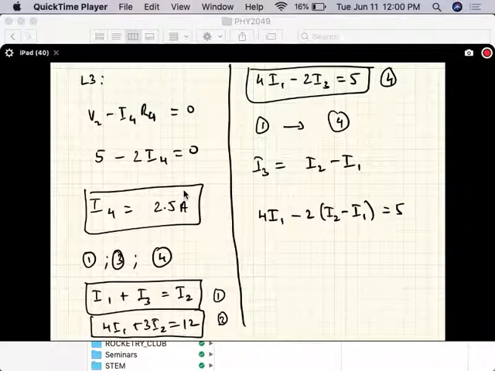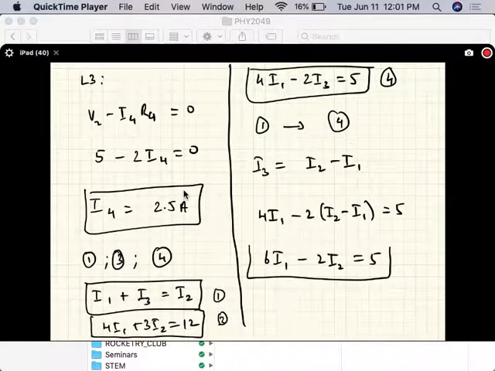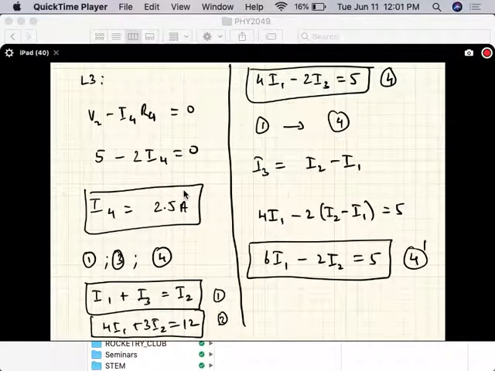Okay, so we substituted for I3 there. That's that. So this is 6I1 minus 2I2 equal to 5. So we will call this 4 prime. Okay, how did we get 4 prime? We got 4 prime by doing this, putting information from 1 into 4.